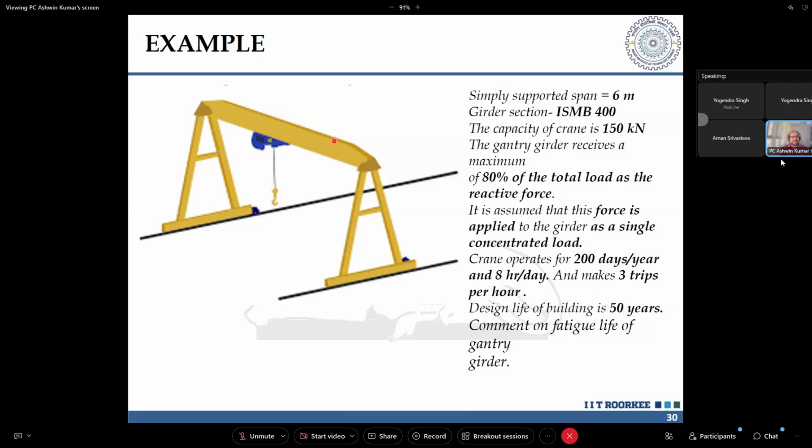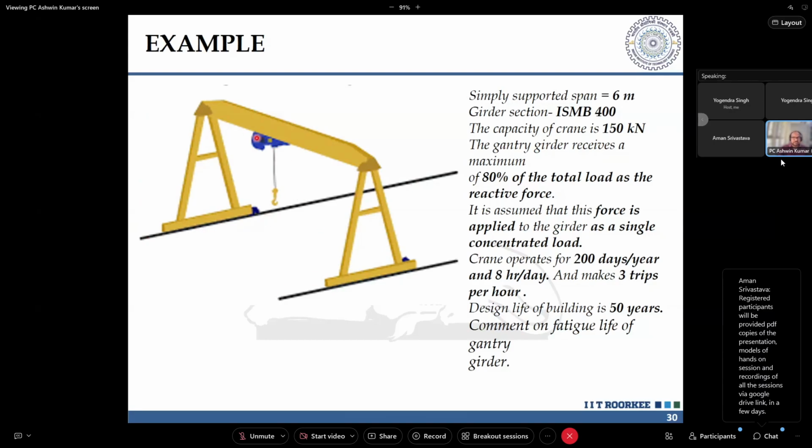The capacity of the crane, this is what you see here, is 150 kilonewton. And for the gantry girder, let's say in this image, the girder supporting this particular crane takes 80% of the total load as a reactive load, which means the crane movement is possible. So it might reach near to one particular gantry girder which is supporting this crane. We are not talking about this girder, we are talking about a girder which might be like this black line, a representative of that particular girder at both ends.